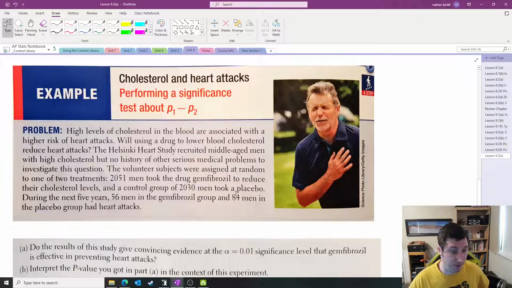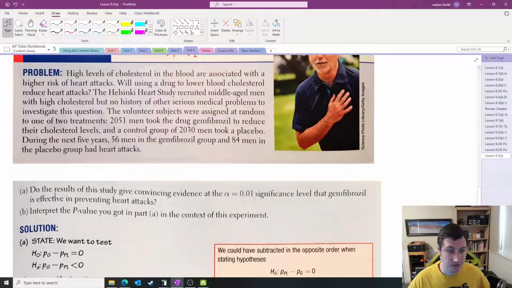During the next 5 years, 56 in the first group, the gemfibrozil group, and 84 men in the placebo group had heart attacks. So first, do they give convincing evidence at the alpha 0.01 level that it's effective in preventing heart attacks? And then interpret the p-value at the very end.